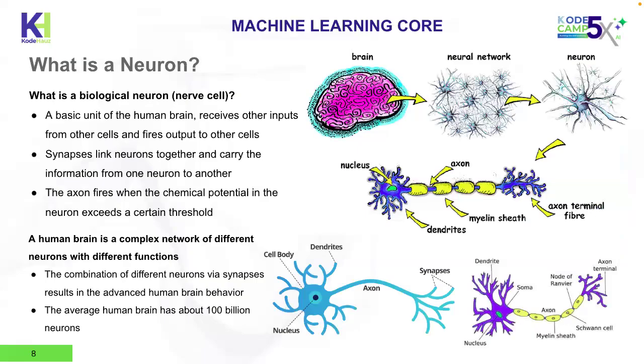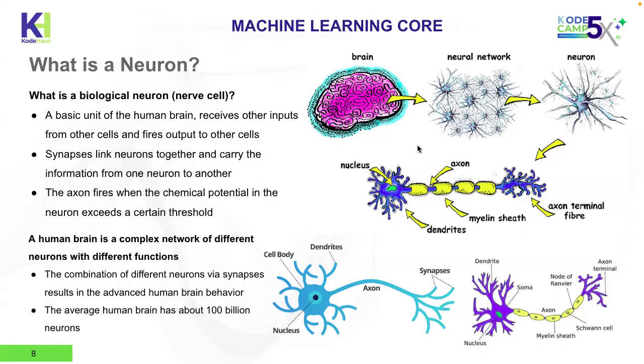So let's now delve down into the building blocks. What is a neuron? I'm going to look at the biological neuron first, right? A biological neuron, which is the one in the human brain, is a basic unit of the human brain. It receives inputs from other cells.